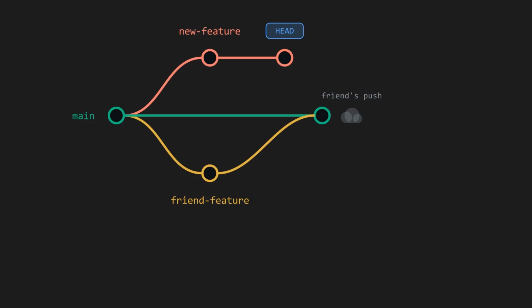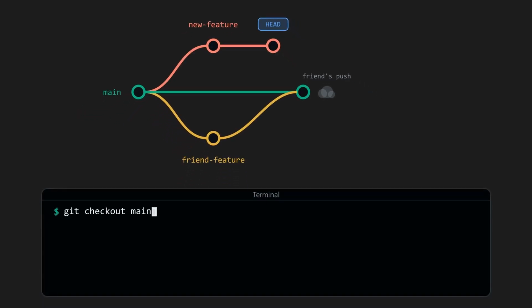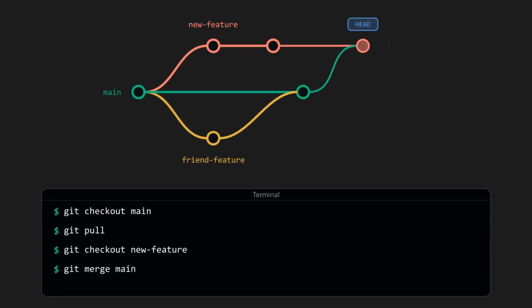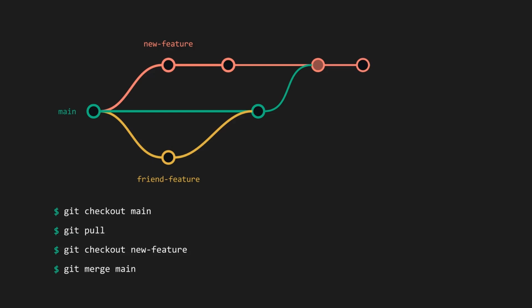To get their code into your branch, you need to pull it down. First, jump to main and pull the latest code. You type git checkout main and then git pull. Then go back to your branch and absorb main. You type git checkout new feature and then git merge main. Boom! You now have your friend's code inside your sandbox and you can keep working safely.